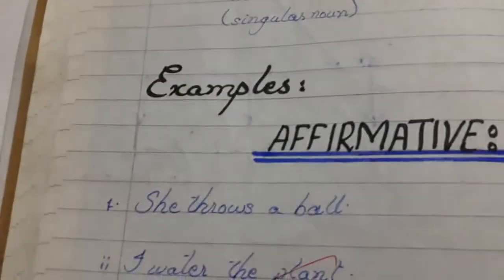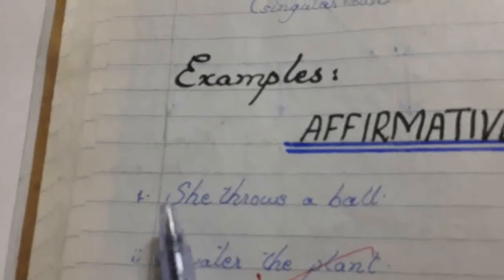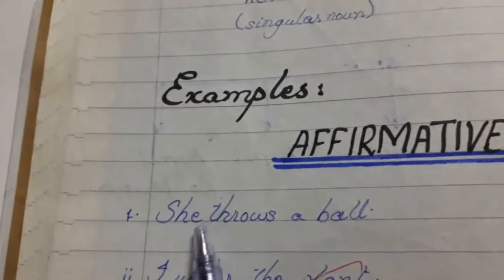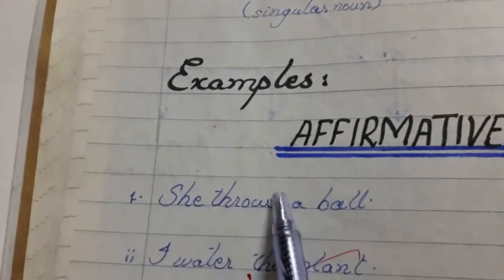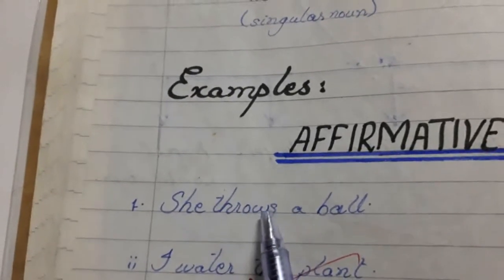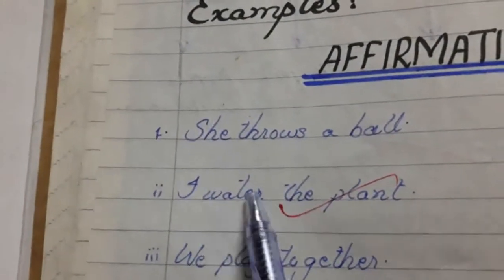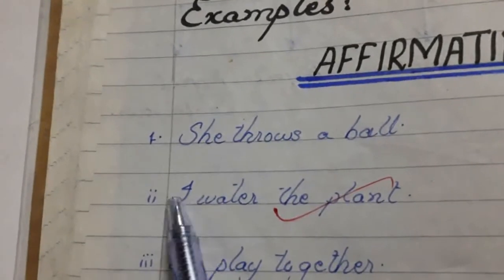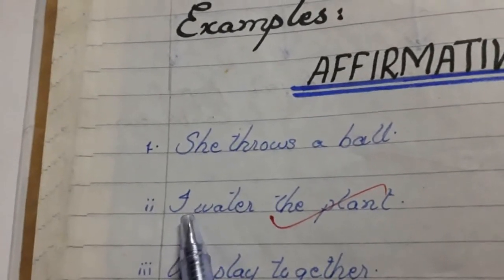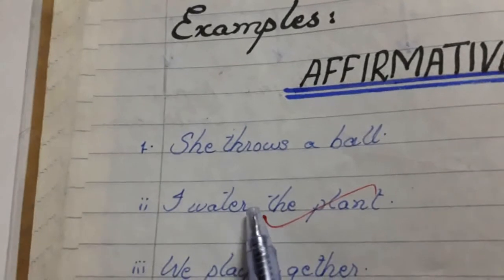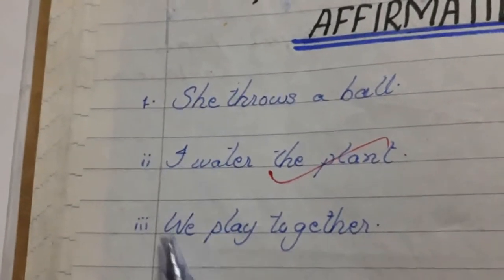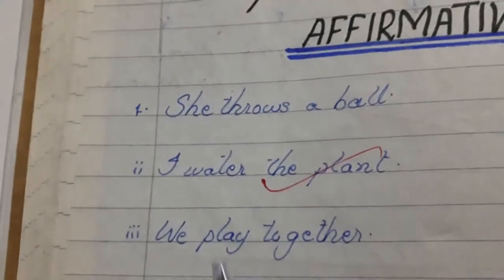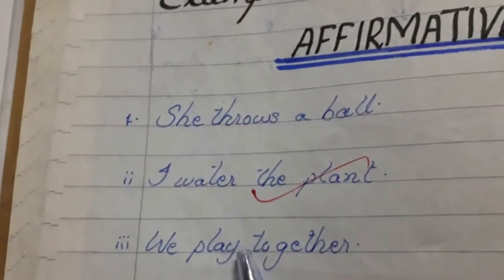Affirmative sentences, let's see. She throws a ball. She is third person singular. That's why we are adding s with the first form of verb. I water the plant. This is first person, so there is no need to add s or es. We play together. This is also first person plural, so there is no need to add s over here.